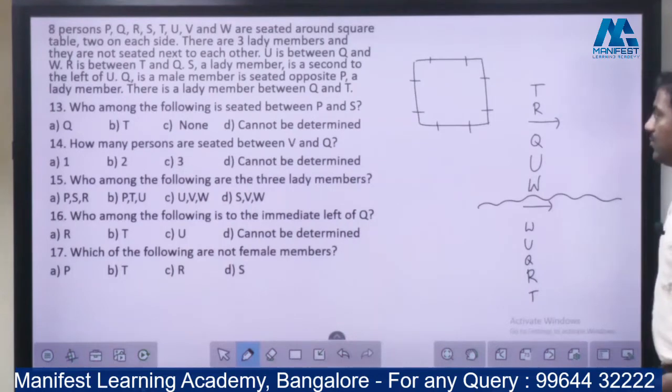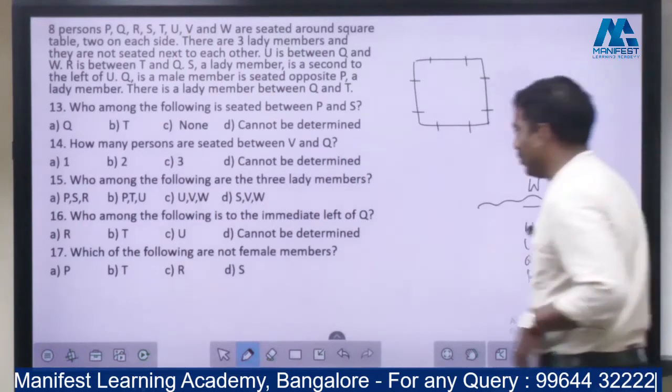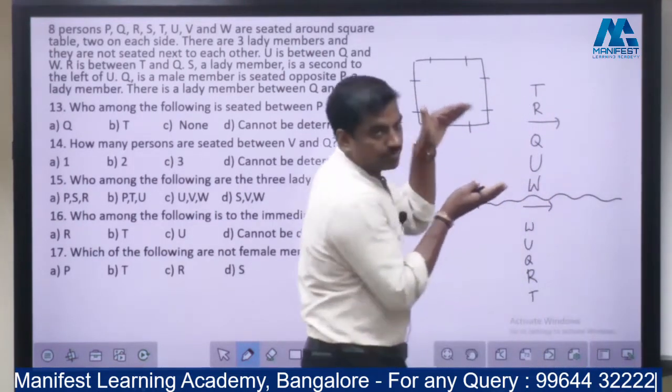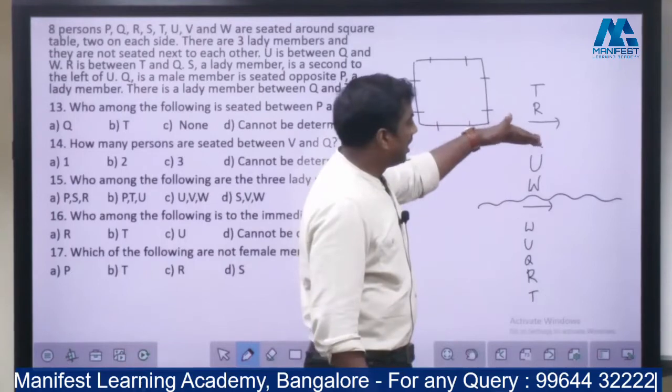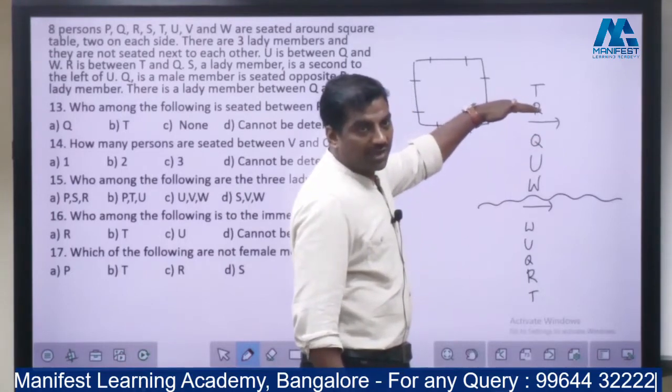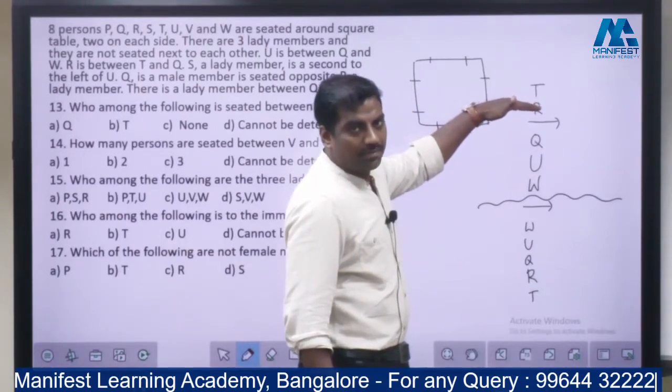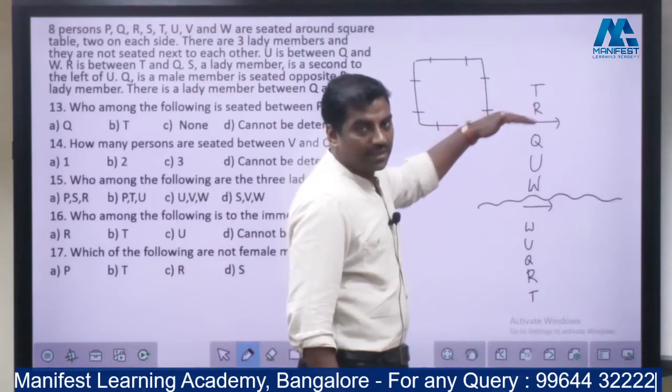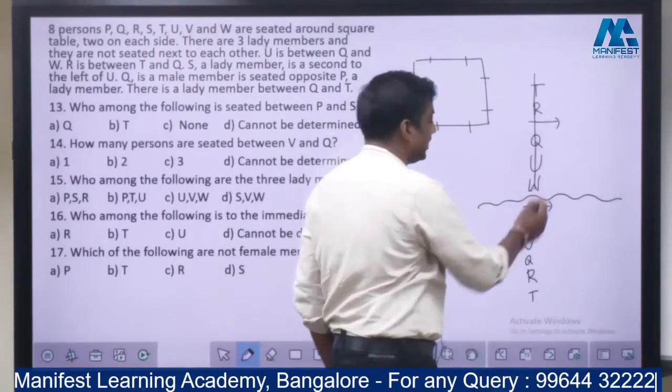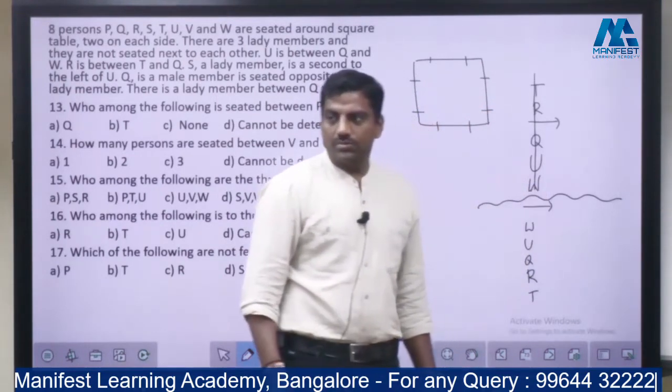S, a lady member, is second to the left of U. U is looking like this. First to the left of U, second to the left of U. Who has occupied already? R. Can we put S here? So this diagram doesn't make any sense to us. Yes or no?